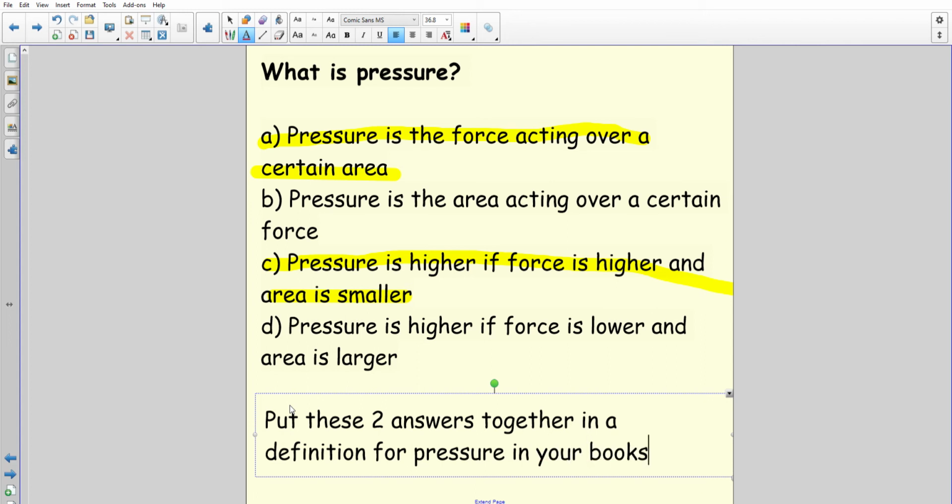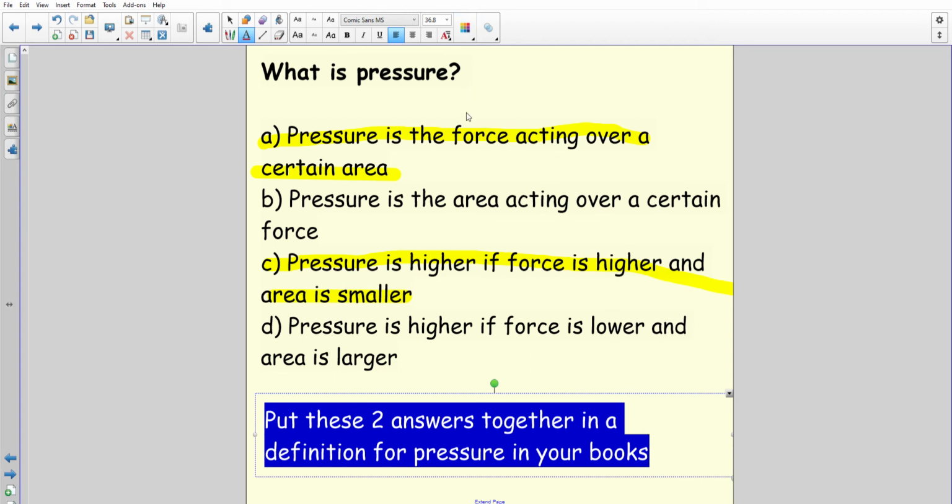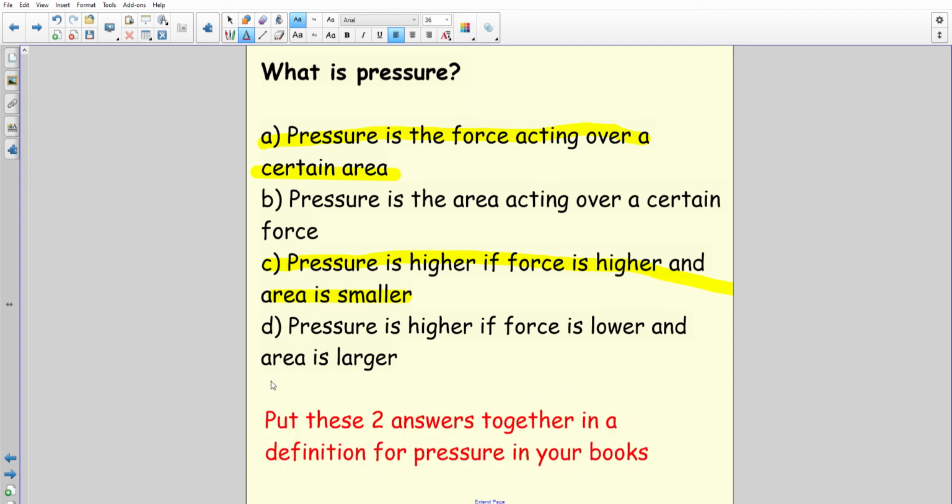Okay, so in your books, put these two answers together. These two answers go together to make one definition. So start with A or C, whichever way around you want to go. I want you to put them into one full sentence for one full answer. So write down in your books a definition for pressure using these two highlighted answers here. Pause it and off you go with that.